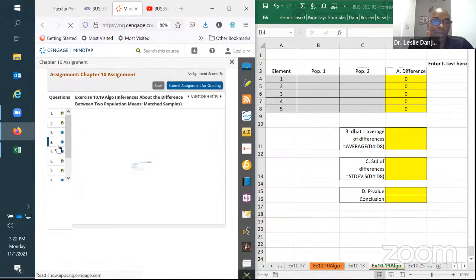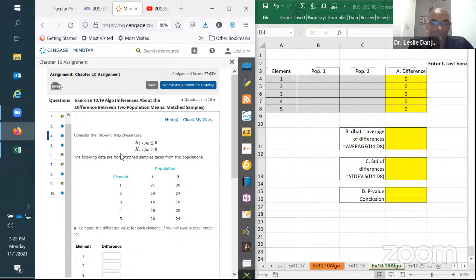10.19. All right, here we go. Right off the bat, you should be able to tell this is a right-tailed test. In the alternative, it's pointing to the right. So plug in your numbers, plug in what you got. Remember, junk in equals junk out. All right, so this one is pretty simple.